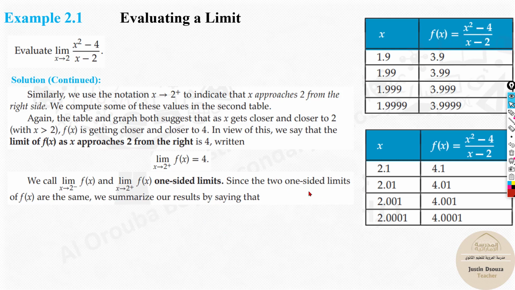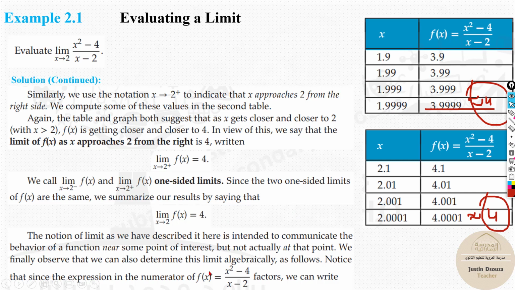Now if both the one-sided limits are the same, then we say the limit of f of x as x approaches 2 is 4. So whatever it is approaching, that is the limit. Now we know it is 3.999, almost corresponding to 4. Here also we are corresponding to 4, and this is the answer.